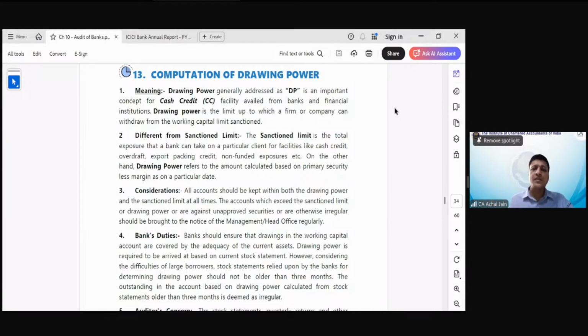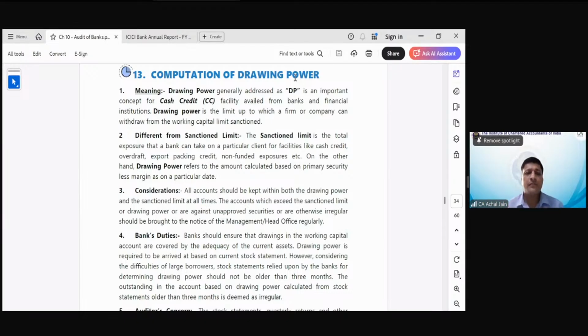Now, what is this? See, when it comes to a bank, and particularly when it comes to borrowing which is in the nature of a working capital loan, like a cash credit limit. Okay, so I think Anil has also looked at this. Yeah, so it's an important concept anyways.